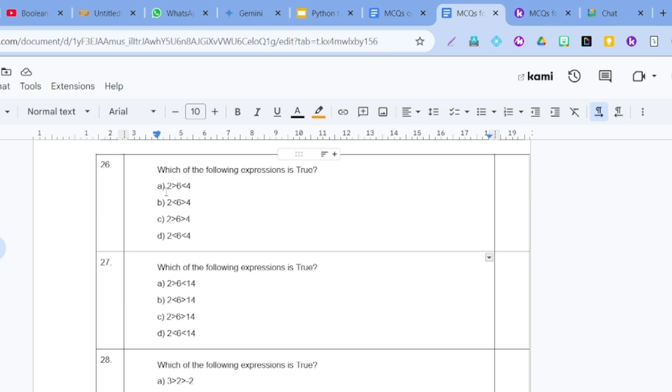So which should be the correct answer? I think the second one is the correct answer, because 2 is less than 6, true, and 6 is greater than 4. So both the conditions are true, and that is why the result is true. So this is the correct answer.